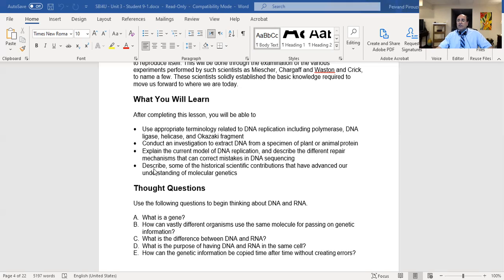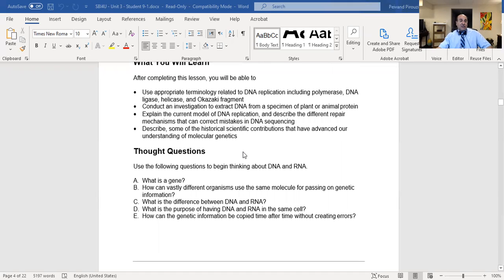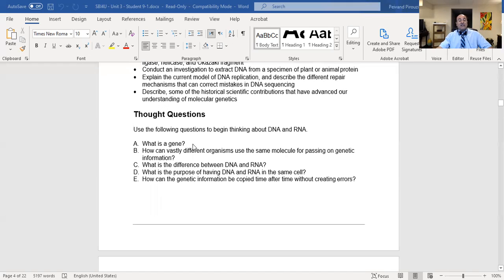Then you are going to be able to describe some of the historical scientific contributions that have advanced our understanding of molecular genetics. Here, we are talking about the history of the DNA, of course. Now, the tough question that I'm going to respond to now is, what is a gene? A gene is a sequence of the DNA that will be used in order to produce an mRNA, the mRNA then being exported from the nucleus out, and of course it's going to find itself in the cytoplasm.